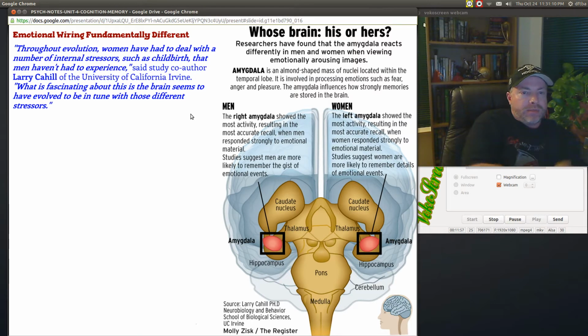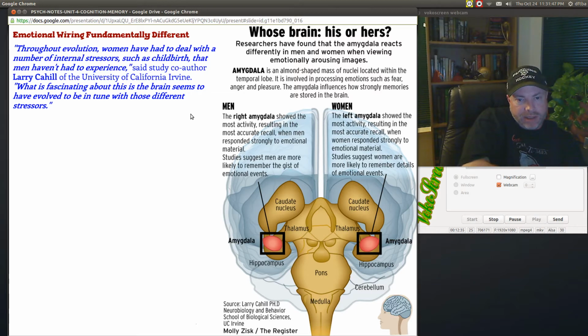Cahill also did some pretty fascinating work on the differences between men and women. And so it says here, whose brain, his or hers. Researchers have found that the amygdala reacts differently in men and women when viewing emotionally arousing images. So, the right amygdala showed the most activity in men, resulting in most accurate recall when men responded strongly to emotional material. Studies suggested men are more likely to remember the gist of emotional events. They're going to remember maybe not the details, but they're going to remember the summary, the overall idea.